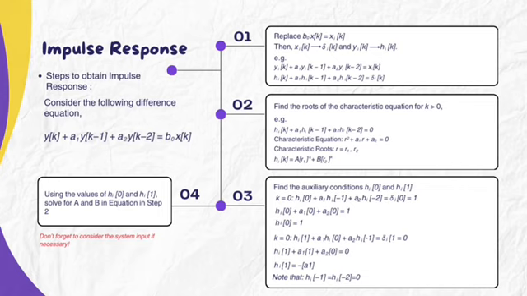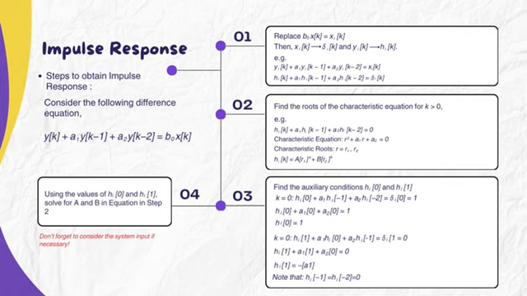Step 1, replace the input. We replace b times x of k with x sub I of k. That means we assume the input is an impulse signal, so x sub I of k becomes delta of k, and y sub I of k becomes h sub I of k, which is the impulse response. So the equation becomes h sub I of k plus a1 times h sub I of k minus 1 plus a2 times h sub I of k minus 2 equals delta of k.